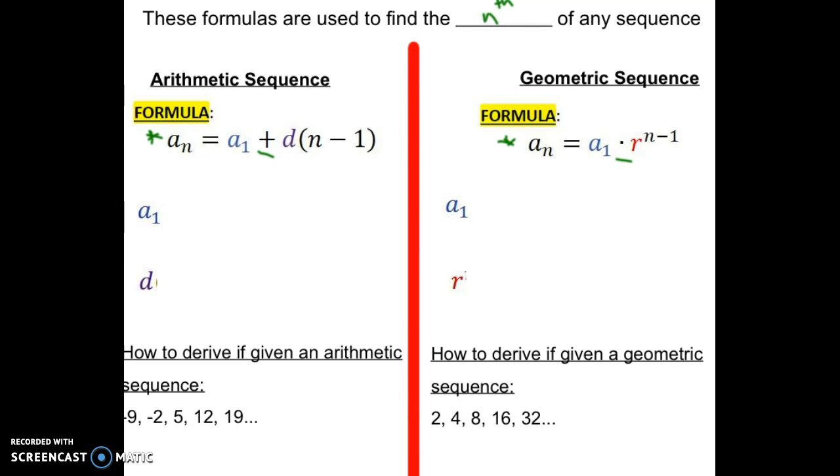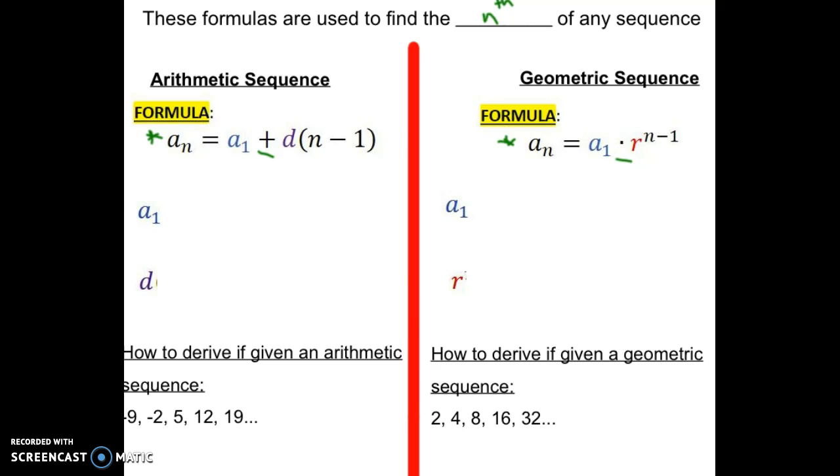Now, let's begin with arithmetic sequence, the formula on the left. A sub n, this should look familiar. This is a function, like any function. We do f of x, we do h of x, h of z, whatever it might be. A sub n is just denoting that this is the function. If I put an input into the right side of the equation, it'll spit out an output, same as we've been working. So a sub n will always be there in an explicit formula.